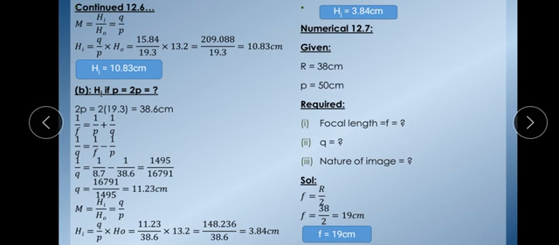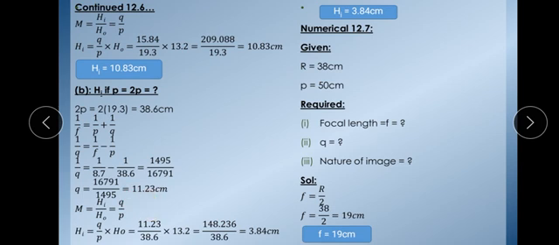In the next step, rearranging the values for calculating q, 1 over q is equal to 1 over f minus 1 over p. We'll put the values of f and p: 1 over 8.7 minus 1 over 38.6. Taking the common factor by multiplying 8.7 to 38.6 and solving with the numerators, it will become 1495 divided by 16791. Taking the reciprocal on both sides and then dividing the values, 16791 divided by 1495, it will be equal to 11.23 centimeter.